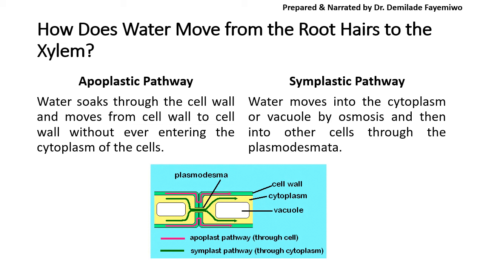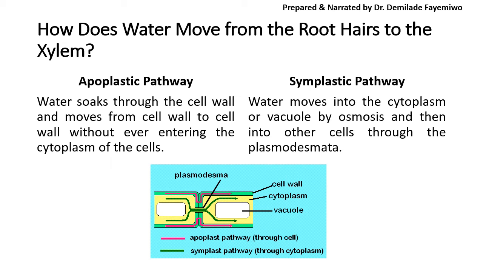Now, there are two pathways through which water can move. You have the apoplastic pathway and you have the symplastic pathway. And you can see here, I have put this image here just to show you how the pathways differ from each other. So the apoplastic pathway, as you can see there, is the one in purple. It is a pathway through the cell, but it never goes through the cytoplasm of the cell. It simply goes between the cell wall and the cell membrane.